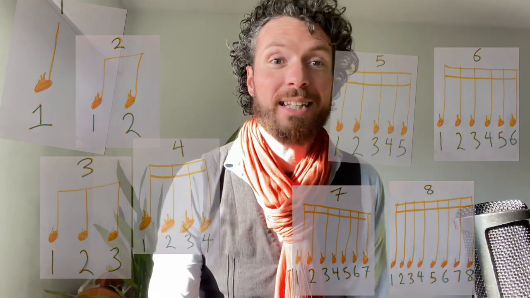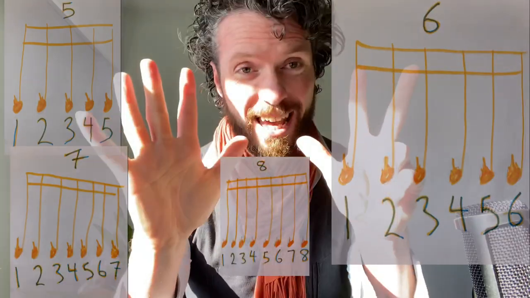Check, 1, 2. Let's subdivide the beat by 1, 2, 3, 4, 5, 6, 7, or 8 counts in a beat. Try this with me. Here we go. 1 count per beat.